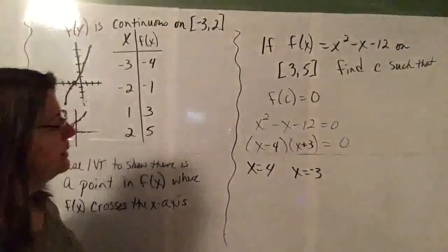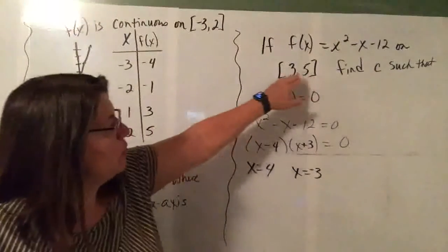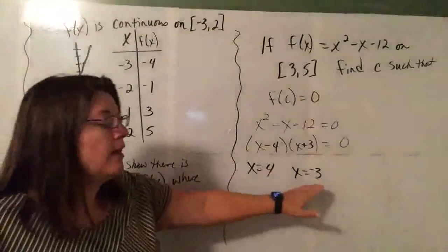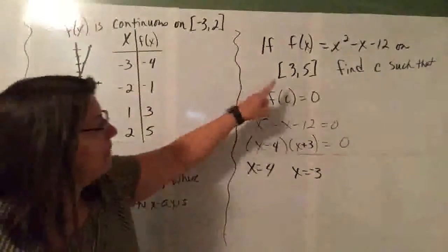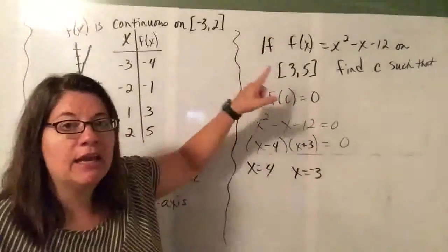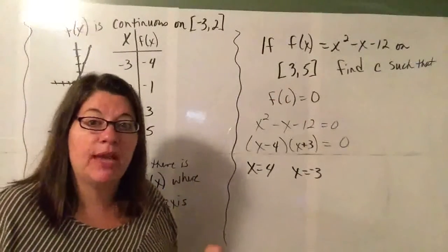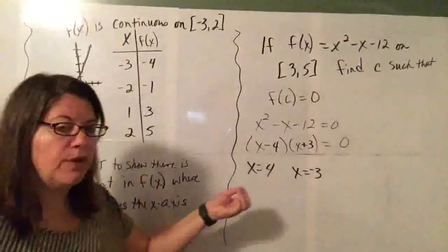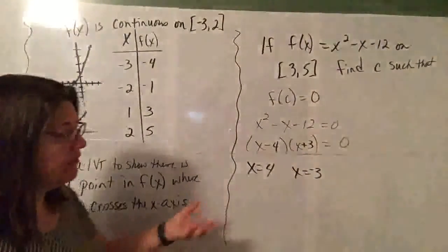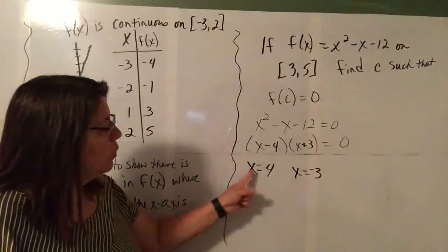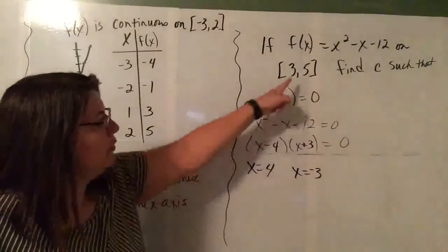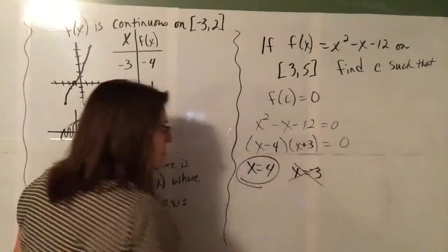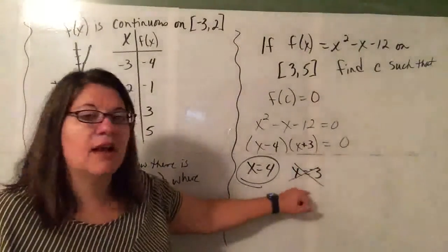And they're wanting us to find the c value within this interval. Well, it appears that we have two values, but they have to be within that interval. That's what the intermediate value theorem says, that we have a c value between a and b, where that y value exists, or the f of x value exists. Well, which of these numbers is between 3 and 5? Hopefully you're saying 4. So this one needs to be thrown out because it's not within the interval.